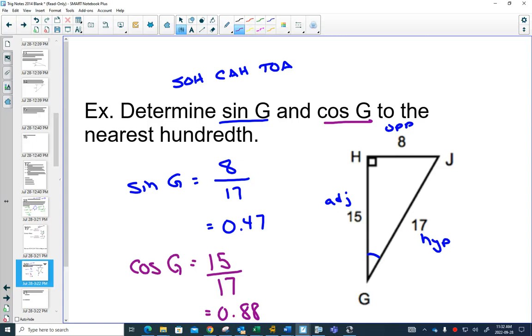So when it's asking for sine G and cos G, it's just looking for you to do the opposite side divided by hypotenuse or adjacent side divided by hypotenuse. That's all.